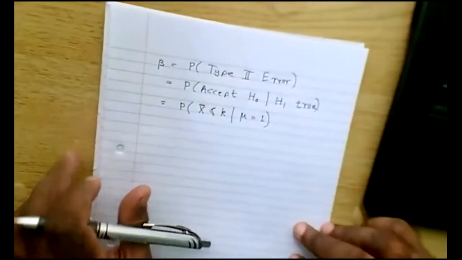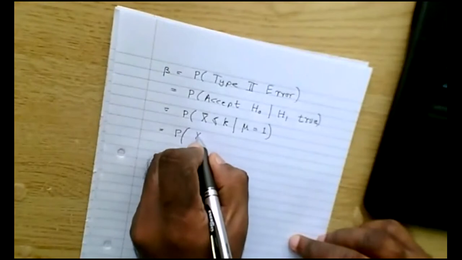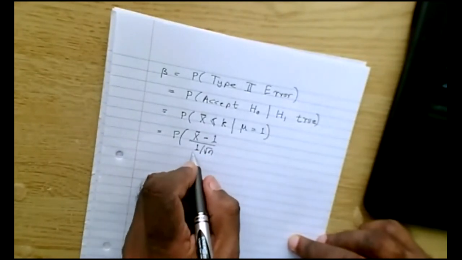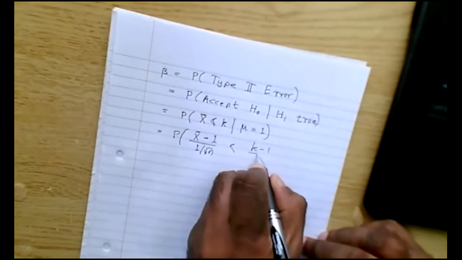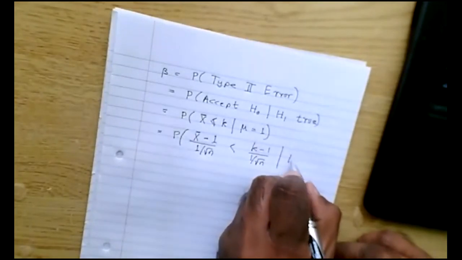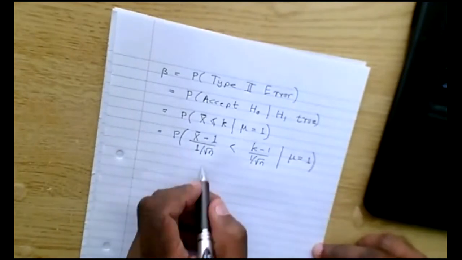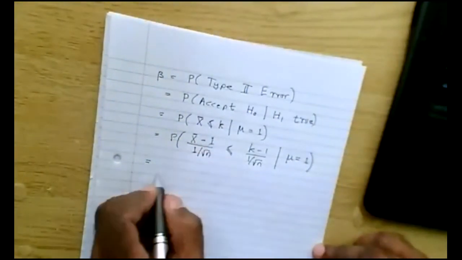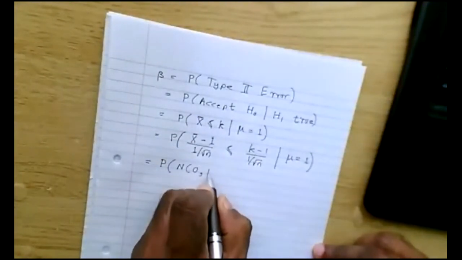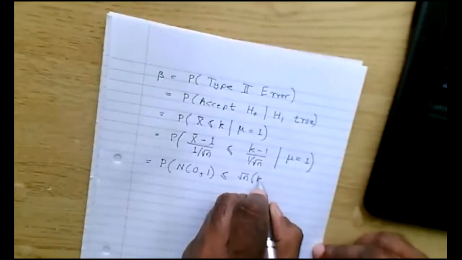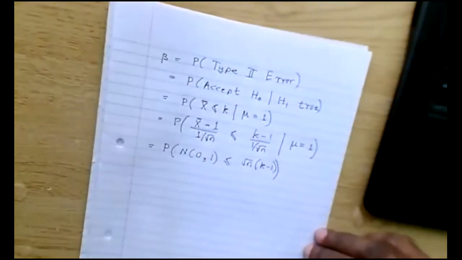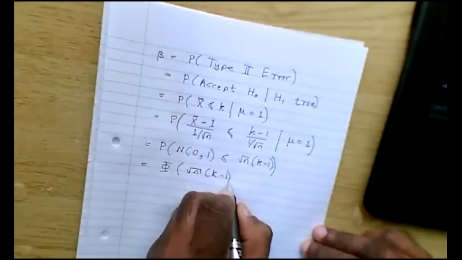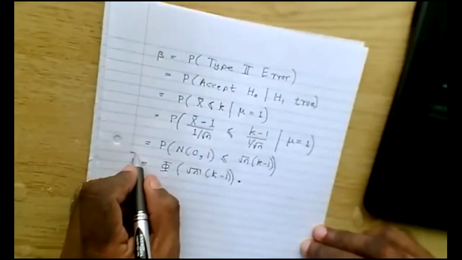Okay, right. Now, what I'm going to do is the same standardization. So I'm going to subtract the mean, which is mu, and divide by sigma by root of n, right? Do you see why I'm doing this? Because of the same thing that I did in the previous case, right? Now, because of the same argument as in the previous case, this has the standard normal distribution, less than or equal to root of n times k minus 1, right? And this is equal to phi at root of n times k minus 1.